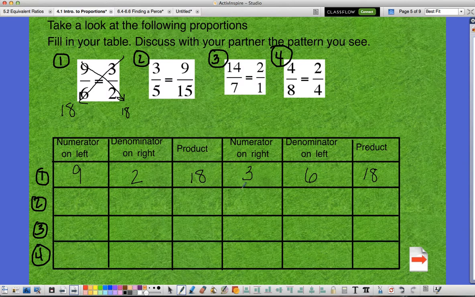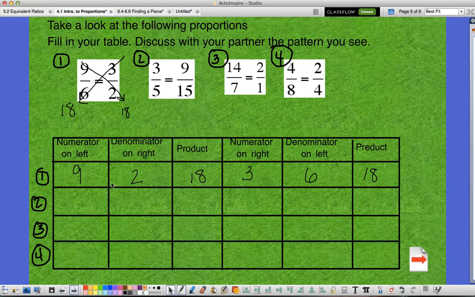So I want you to go through and do the rest of these, and when you come back, we'll check your answers. I want you to think of a conclusion that is true for all proportions, and write that conclusion down so we can talk about it when you come back.